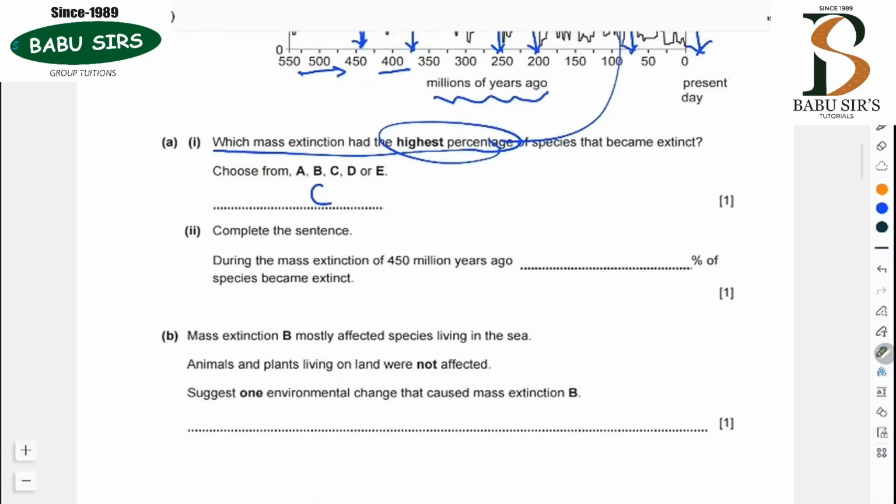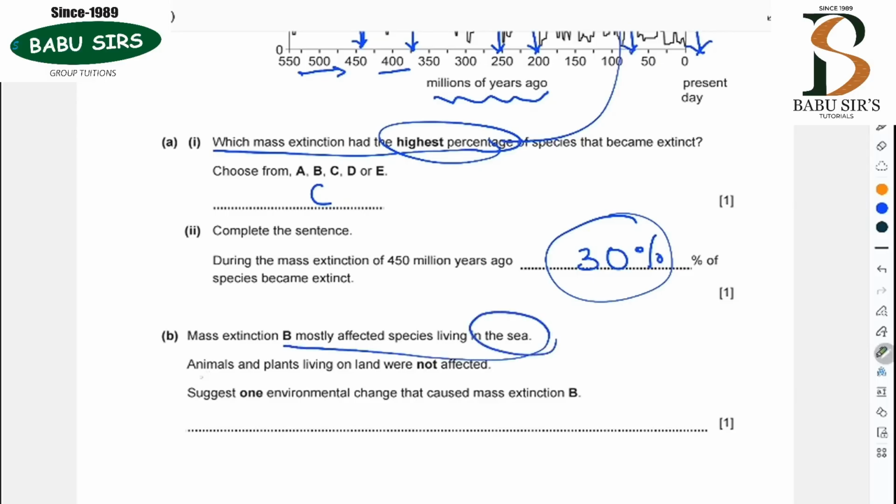During the mass extinction of 450 million years ago, 30% of species have gone. Next is mass extinction B, which mostly affected species living in the sea. Animals and plants living on land were not affected. So there is no problem on the land. The problem is in the sea.